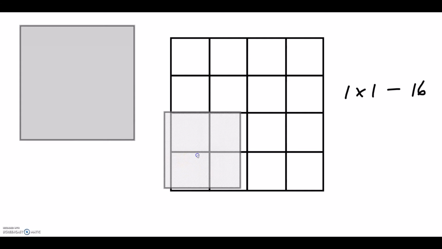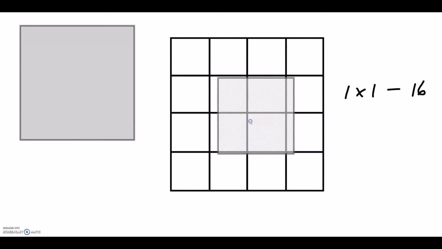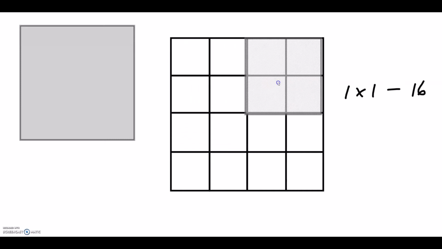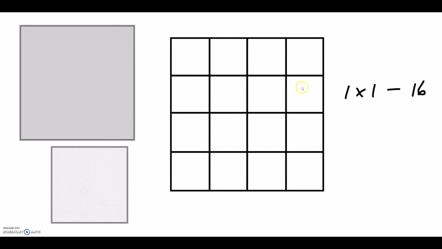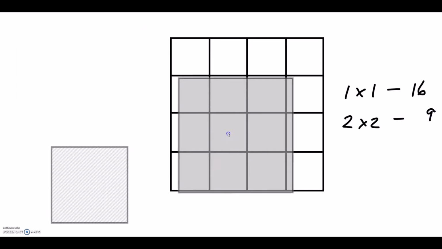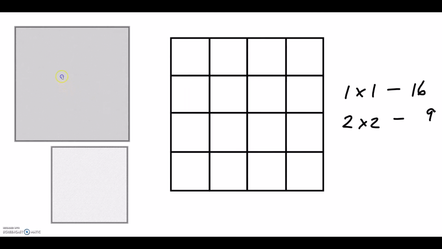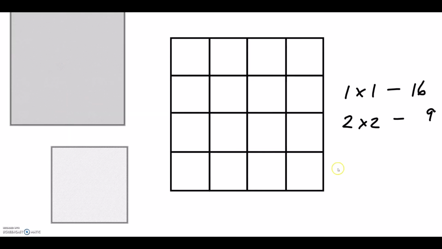Here are the 2 by 2 squares. I see 1, 2, 3, 4, 5, 6, 7, 8, 9 of the 2 by 2 squares. I'll put this out to the right as well. So 2 by 2 squares, we had 9 of them. And here's your 3 by 3 squares. 1, 2, 3, 4 of them. I'll write that out to the right as well. 3 by 3, we had just 4 of them.